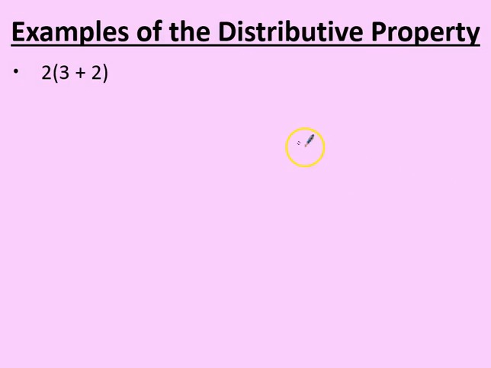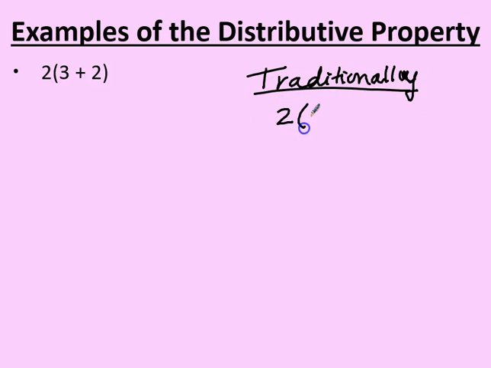So let's look at some examples of the distributive property, and we're going to start with a numeric example to prove to you that the distributive property works. Now, if you were going to do this traditionally, you would do the parentheses first. So 3 plus 2 makes 5, and then you would do 2 times 5, which is 10.